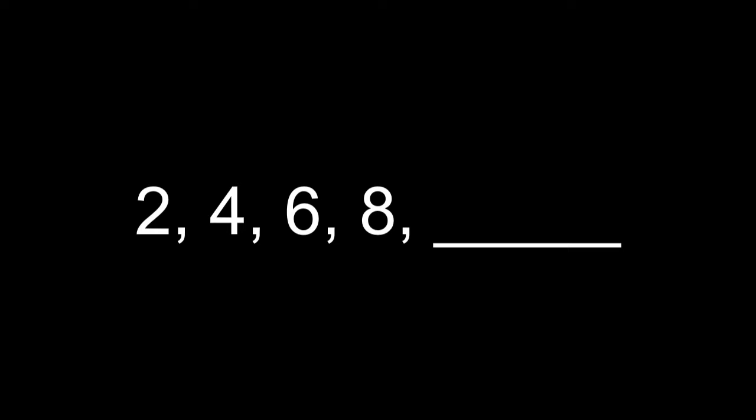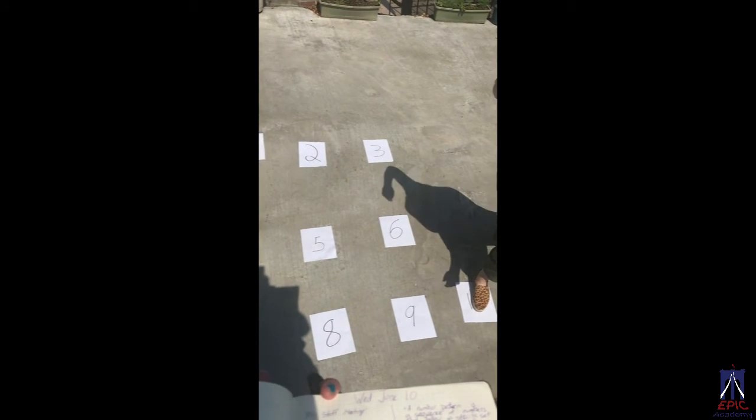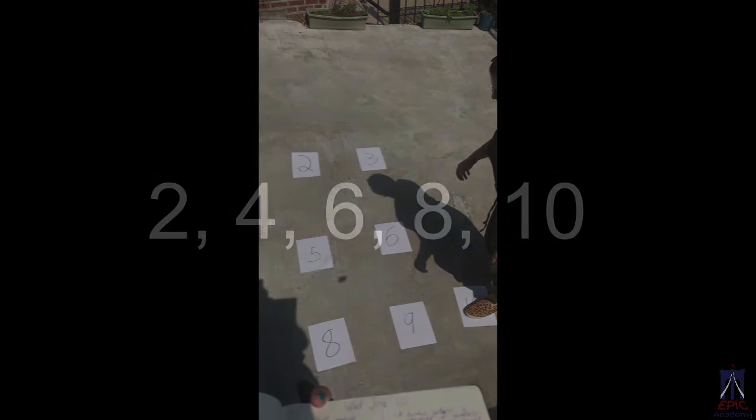Now I'm going to make it a little more challenging for you. 2, 4, 6, 8. What number comes next? Go ahead and jump on the number that you think is correct. I'm going to give you 30 seconds. If you need more time, pause the video. If you jumped onto the number 10, you are correct. We know this because each number in this pattern had 2 added to it. 2 plus 2 is 4. 4 plus 2 is 6. 6 plus 2 is 8. And 8 plus 2 is 10.